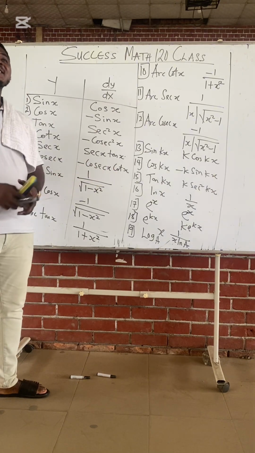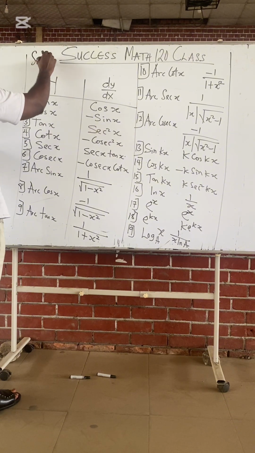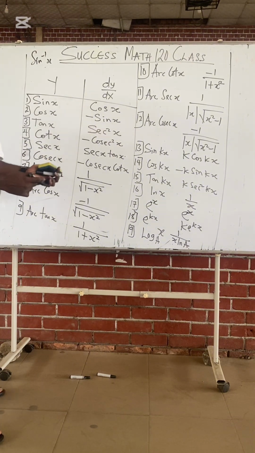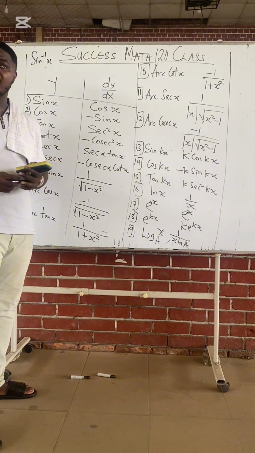Arc sine x, if they say differentiate sine inverse of x. Sine inverse of what? That's arc sine. It's 1 over the square root of 1 minus x squared.